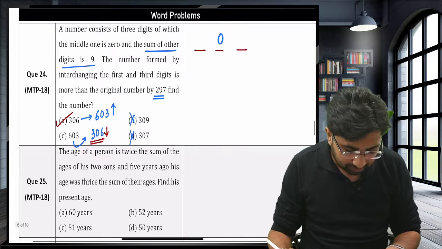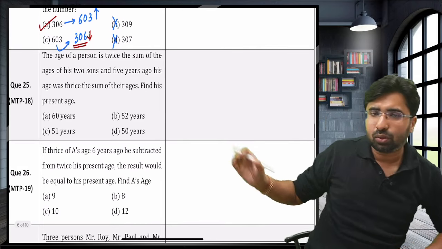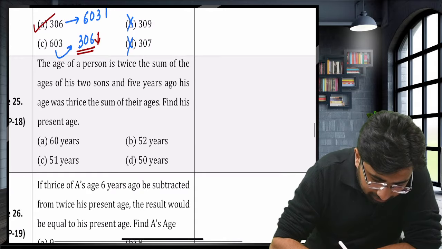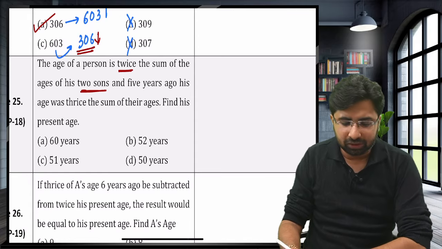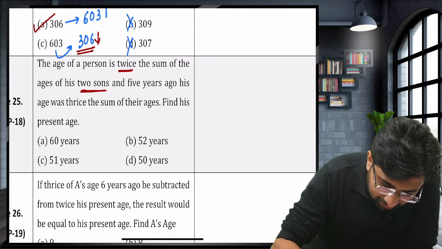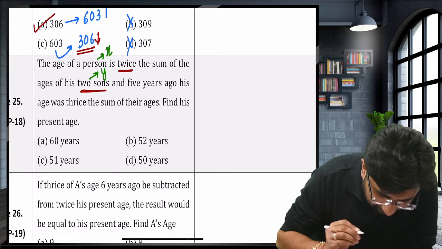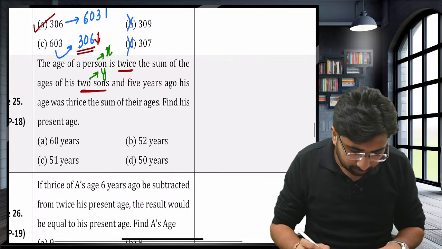Moving forward, guys. Now, a very important question. I have already said that this question comes in the exams a lot of times. Let's do the practice. The age of a person is twice the sum of the ages of the two sons. Let's assume the age of the person be X and the ages of the two sons be Y. Not the age of one son. There are two sons. Okay.